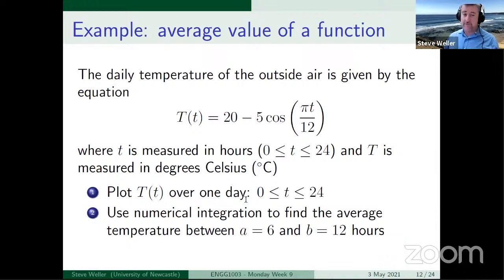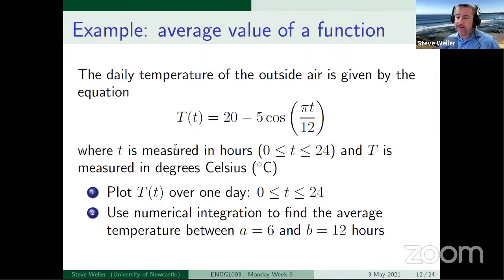It'd be good to see what that looks like. Do the values look reasonable? So the first of our tasks is to plot the value of T over the course of one day, where time t in hours ranges from 0 up to 24. And then we're going to use numerical integration to find the average temperature between the hours of 6 a.m. and 12 p.m. noon.